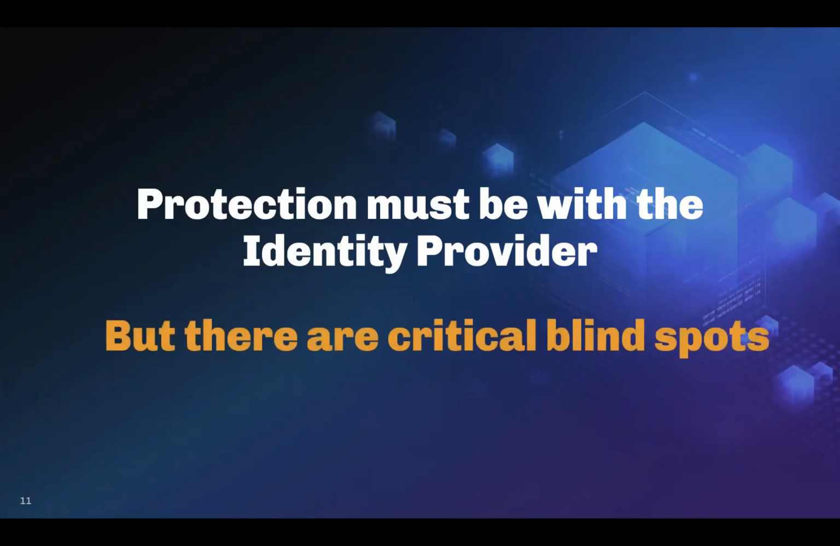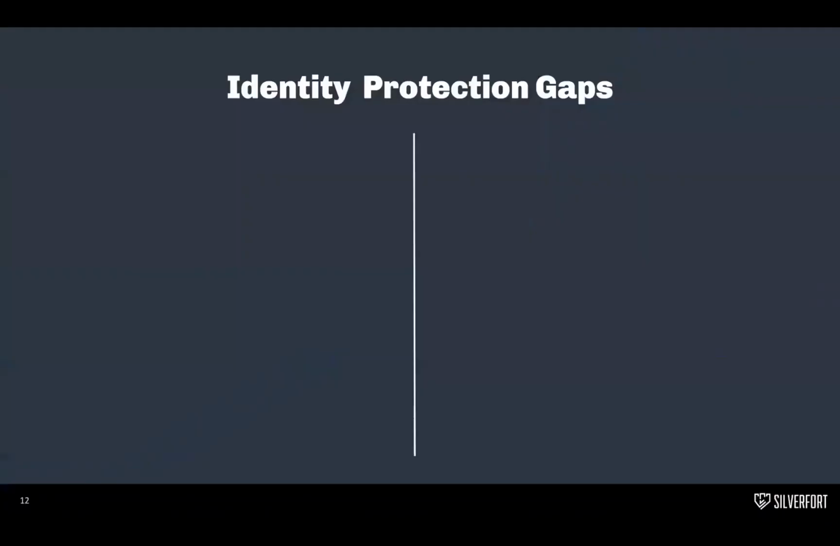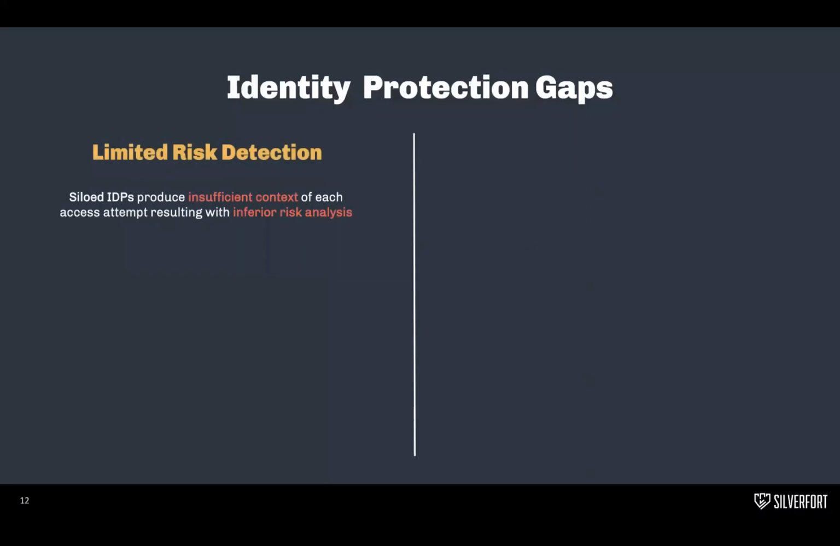Now, the problem is that there are critical blind spots within today's identity providers. These blind spots we can roughly divide into two groups. The first group is detection gap, okay? Your IDPs today are not very good at detecting and discerning between a legitimate authentication made by one of your users and a malicious one made by an attacker. And this is because your IDP architecture is siloed by design.